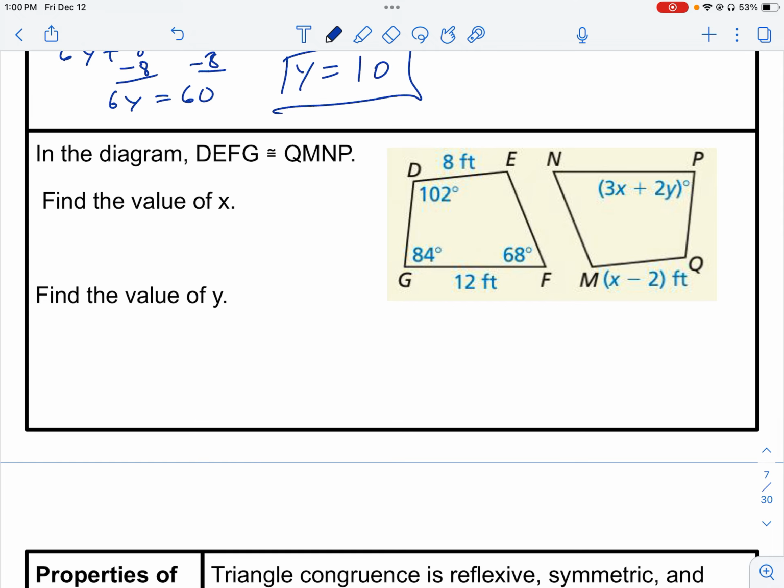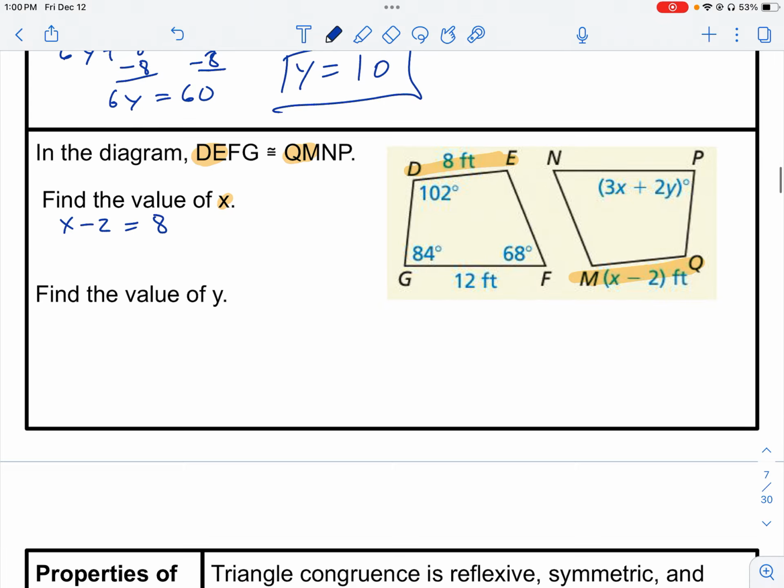In fact, you go ahead and pause the video, do this one, and then we'll work it out together and we'll see how you did. All right, so let's find our x. Our x is right here, and that's going to be QM. QM goes with DE. DE is right here. So x minus 2 equals 8.